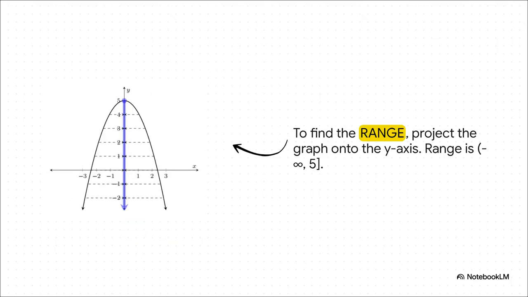Okay, same idea, but now let's do it for the range. We take this parabola and squish it completely sideways onto the y-axis. You can see, right? The very highest point it ever hits is y equals 5, and from there it goes down and down and down forever. So the range is everything from negative infinity all the way up to 5.